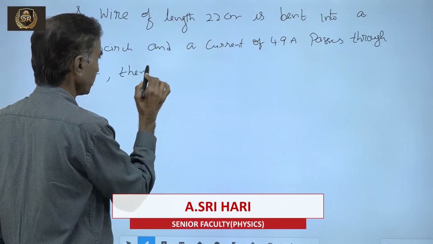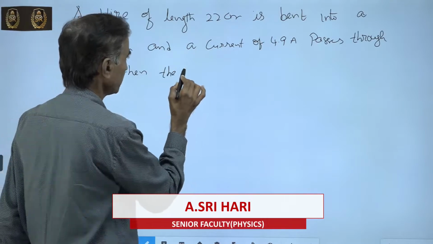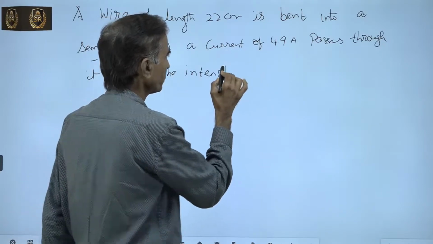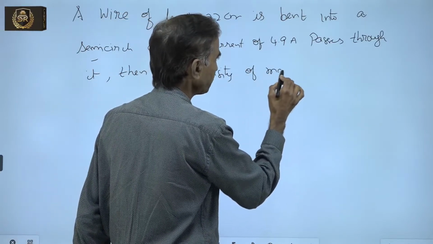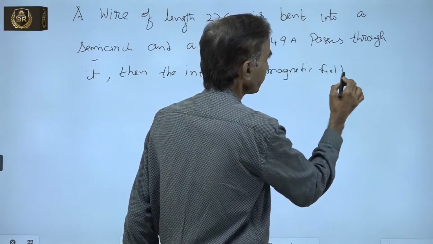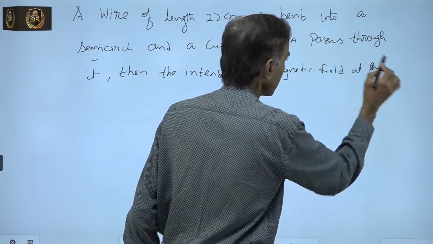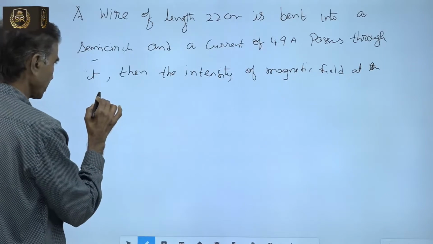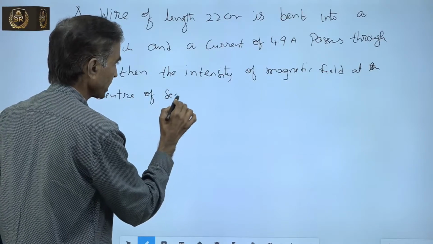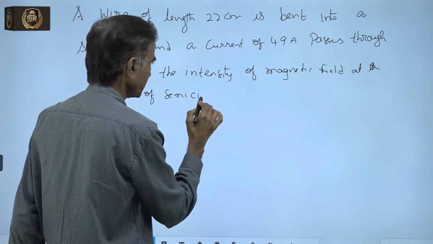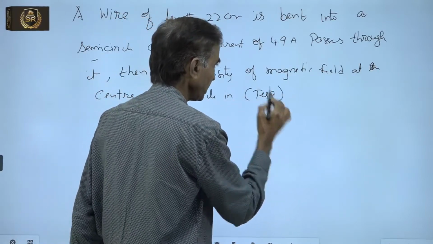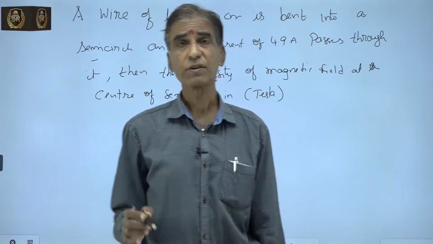The intensity of magnetic induction, or magnetic field, magnetic flux density, all are the same. Magnetic field at the center of the semicircle in Tesla is. So this is one model, no? This model we have not seen.